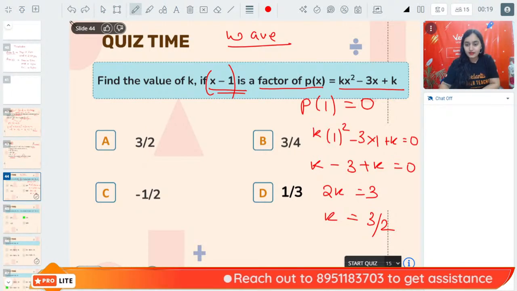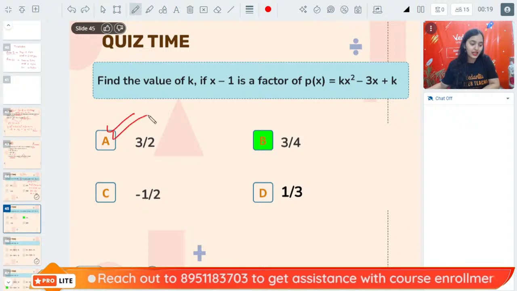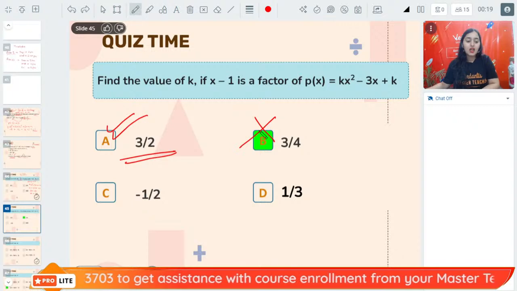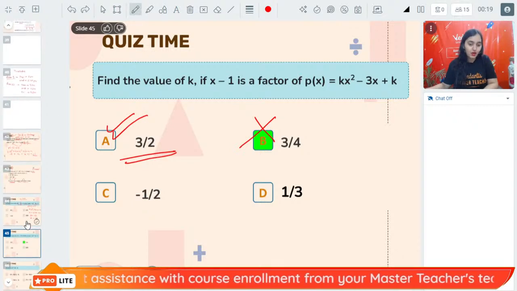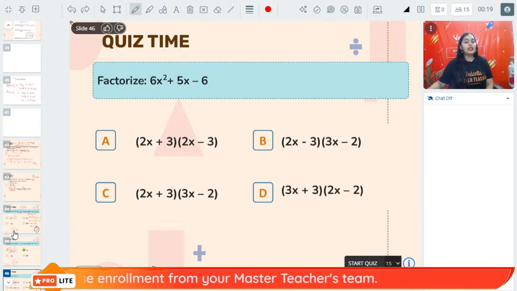Yes, but why is it marked? Oh, so it is wrong. It will be option A, 3 upon 2. Maybe wrongly it is marked as option B. So ignore this question, please. Let's do the next question.